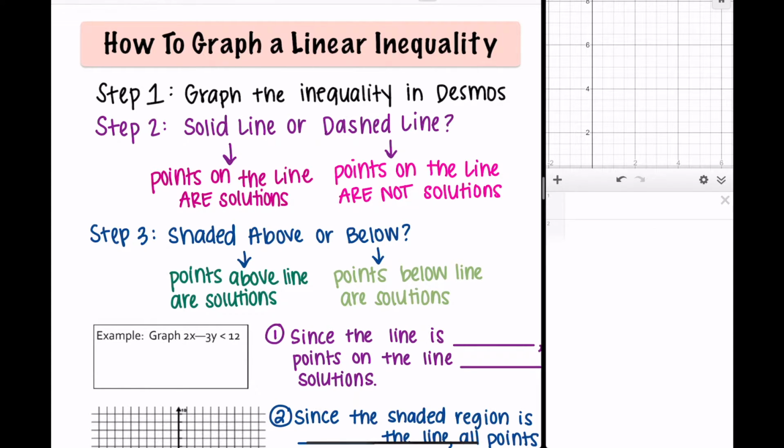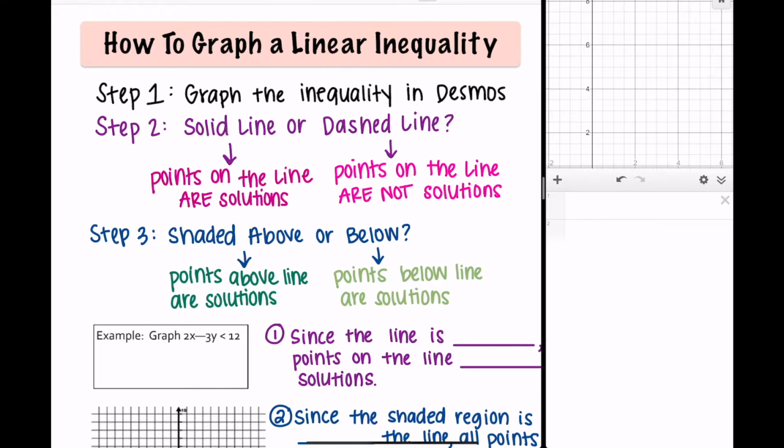If the line is solid, so if you graph your line and let's say it looks like this and it's solid, that means every point on that line is a solution to that inequality. If your line is dashed, so if your line looks like this when you graph it in Desmos, then that means the points on the line are not included in the solution.